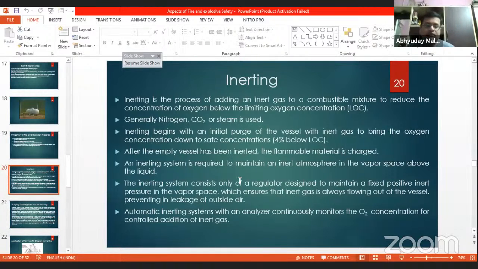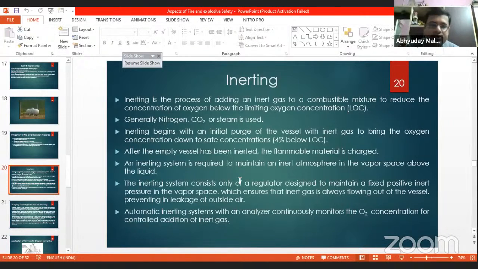One very widely practiced procedure for preventing fire hazards in industry is called inerting. This is the process of adding an inert gas to a combustible mixture to reduce the effective concentration of oxygen below the limiting oxygen concentration, or LOC. The limiting oxygen concentration is the minimum oxygen concentration required for sustaining the combustion reaction.